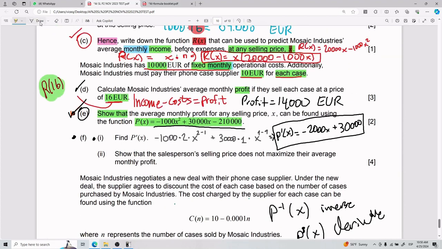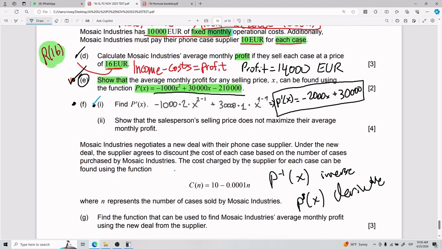So all that was for us to agree that for part F, part I, this is the answer. And then for part AA, you need to show that the salesperson's selling price does not maximize their average monthly profit. Does not maximize. So whenever you have a problem that talks about maximizing, optimizing, finding a maximum, finding a minimum, you can immediately consider doing derivative equals 0.